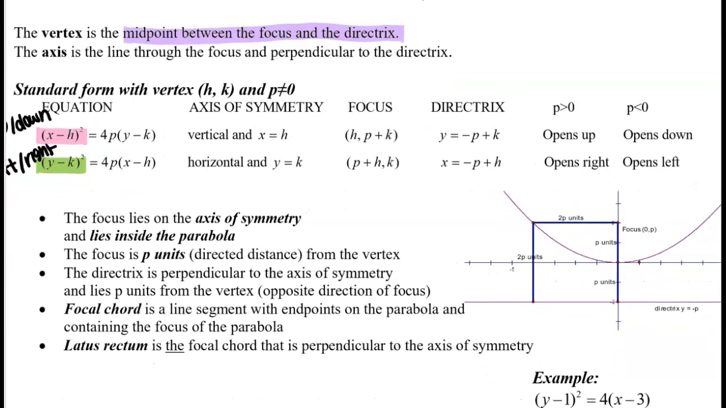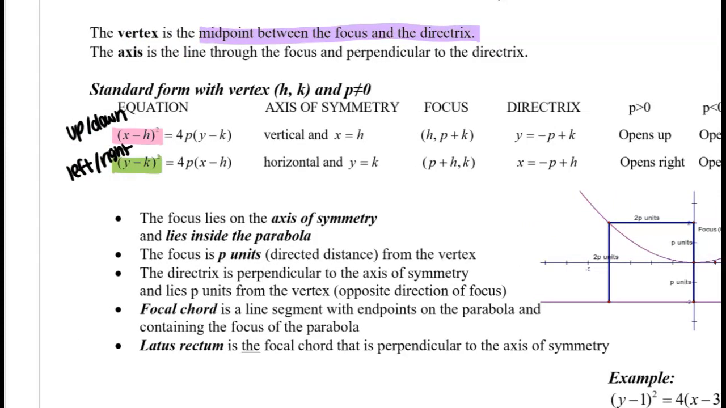Okay, so our focus lies on the axis of symmetry and lies inside the parabola. The focus is p units from the vertex. The directrix is perpendicular to our axis of symmetry. A focal chord is a line segment with endpoints on the parabola containing the focus of the parabola. We don't do much with the focal chord. A focal chord would look something like this. Maybe you have a parabola here, and let's say this is our focus. A focal chord could be any segment that goes through that point but lies on each side.